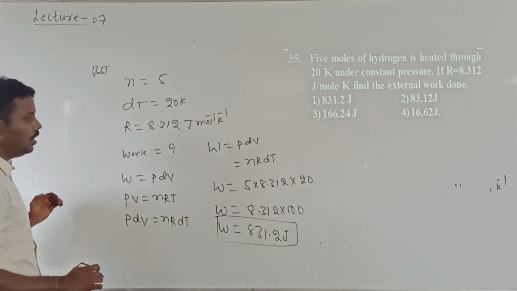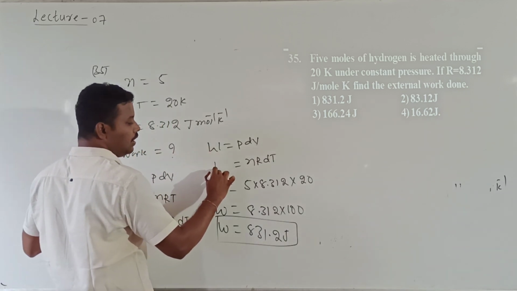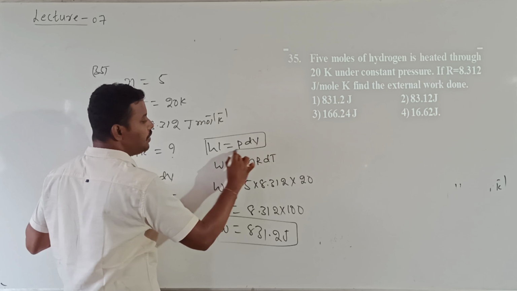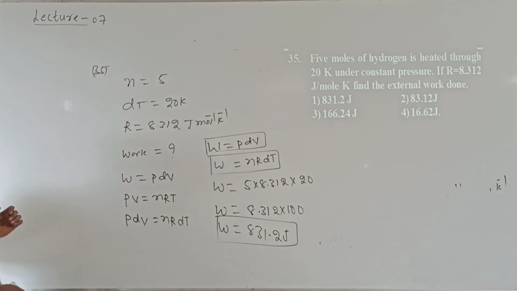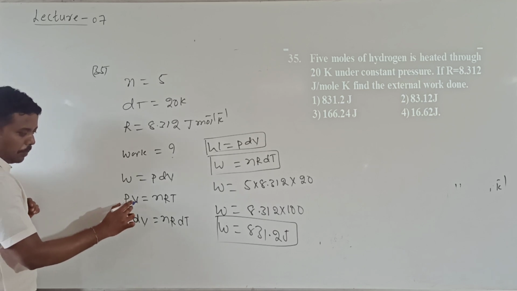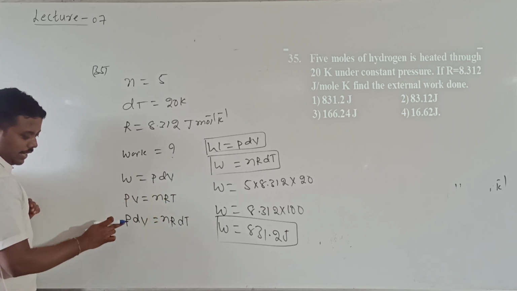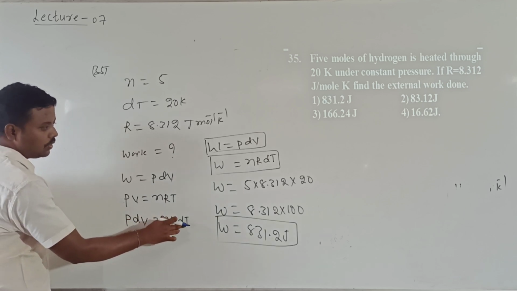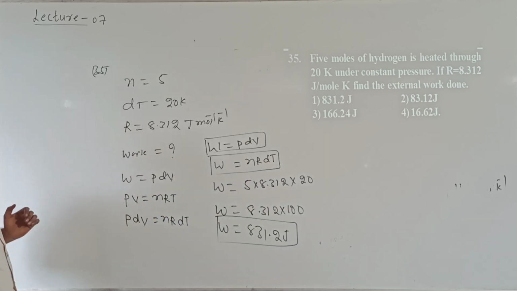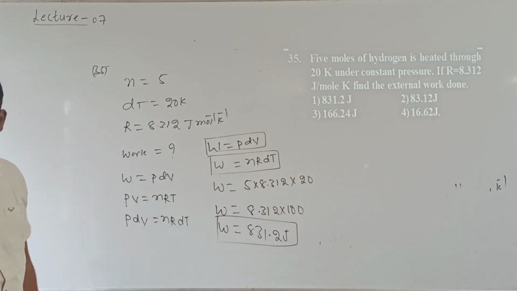And you should know, for work done, not only this formula, work done is not always only PdV. PdV can also be written as n into R into dT according to this relation. PV is equal to nRT. Differentiating on both sides, PdV is equal to n into R into dT. Understood? So this is question number 35.